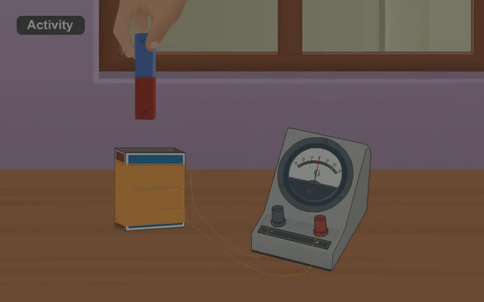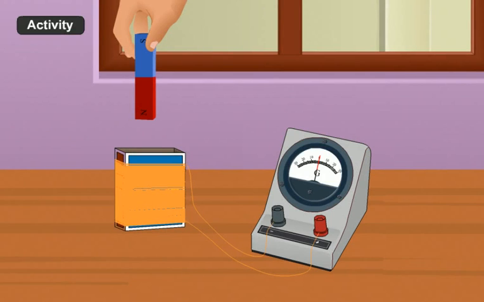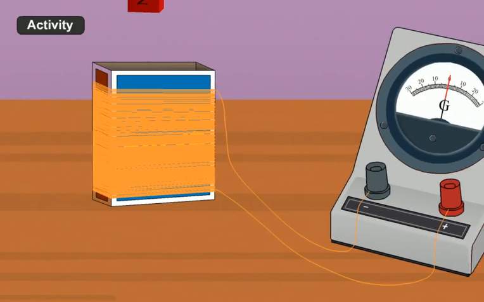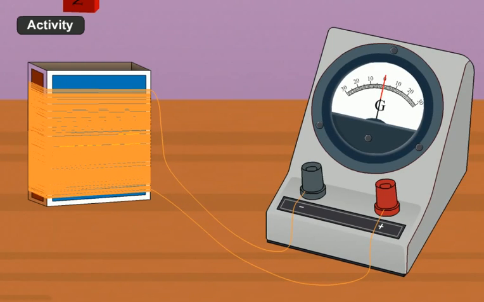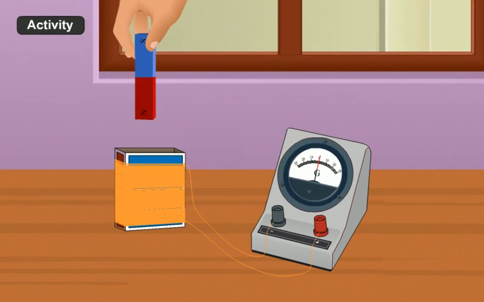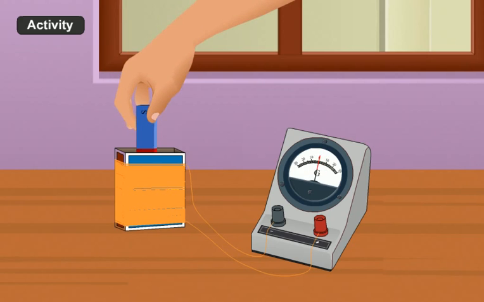Students, now let us look at this activity. Wrap about 100 to 150 turns of insulated wire around a rectangular matchbox. Leave two ends of the wire exposed and connect them to the ends of a galvanometer. Take a powerful magnet and move it inside and outside of the matchbox rapidly. Observe the motion of the needle of the galvanometer. Why does the needle of the galvanometer deflect?